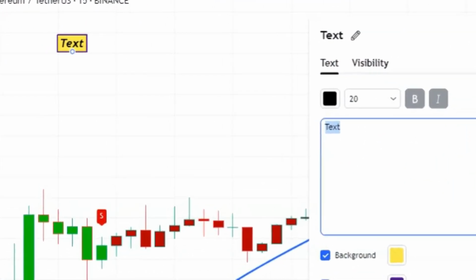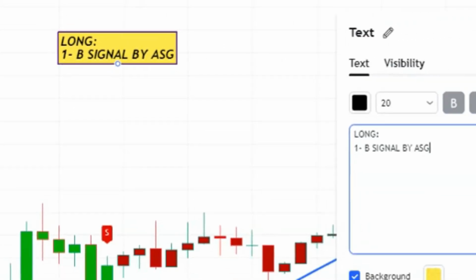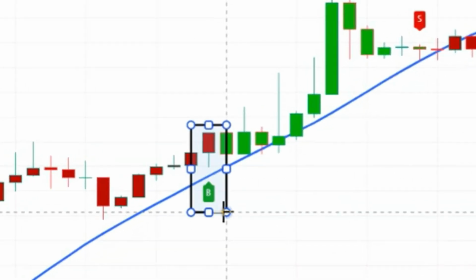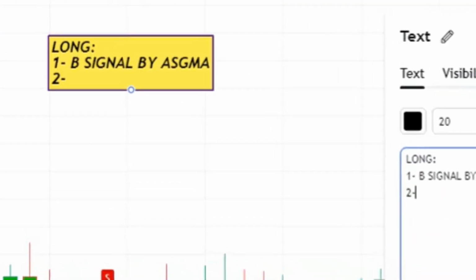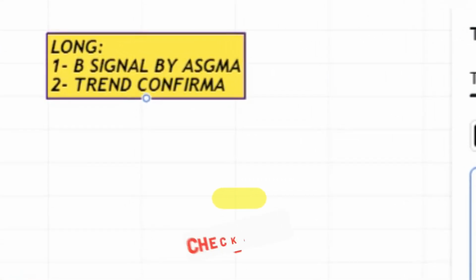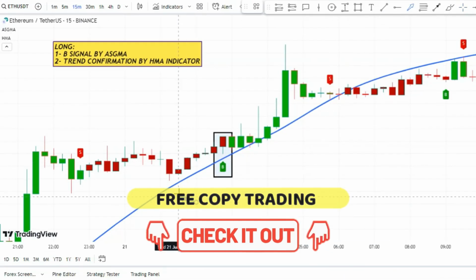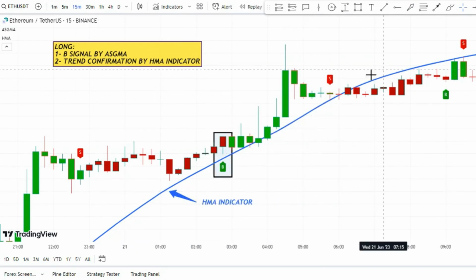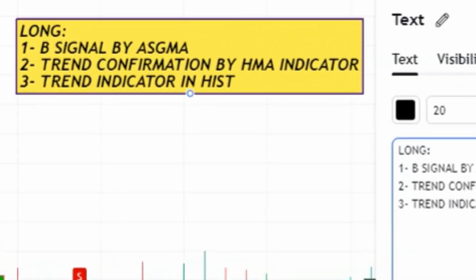First, let's go over the buy rules. For entering a buy trade, a few initial conditions must be present on the chart. We must have a buy signal on the chart. Next, the buy signal must be confirmed by the HMA indicator, meaning the trend is identified as upward by that indicator. The histogram in the trend indicator must be green and above the zero line.